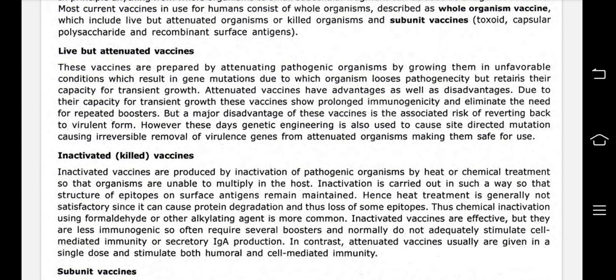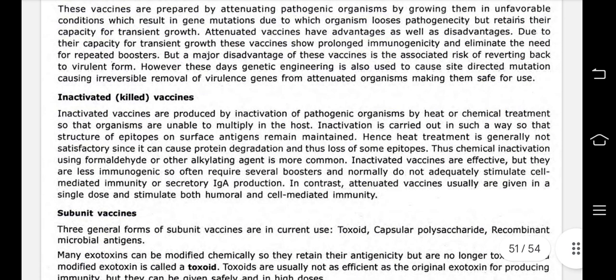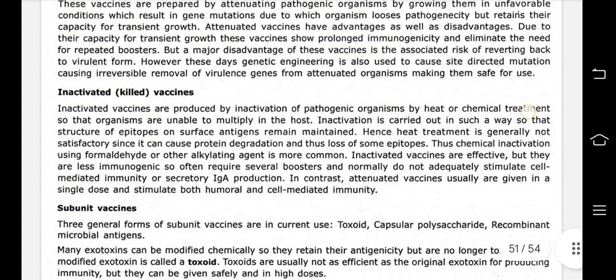Attenuated vaccines have advantages as well as disadvantages due to their capacity for transient growth. These vaccines show prolonged immunogenicity and eliminate the need for repeated boosters. But a major disadvantage of these vaccines is the associated risk of reverting back to virulent form. However, these days, genetic engineering is also used to cause site-directed mutation, causing irreversible removal of virulence genes from attenuated organisms, making them safe for use.